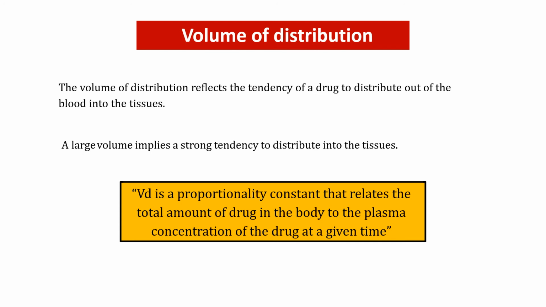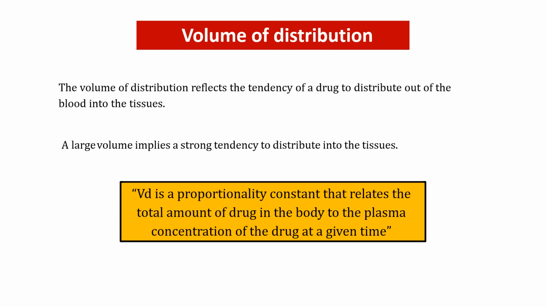One more topic you should know is the volume of distribution. It reflects the tendency of a drug to distribute out of the blood into the tissues, that is, moving the drug from the blood into the tissues. So a large volume indicates a strong tendency to distribute in the tissue. This is how you remember the volume of distribution, otherwise it will become very complex. It is also called the apparent volume of distribution; it is almost similar.